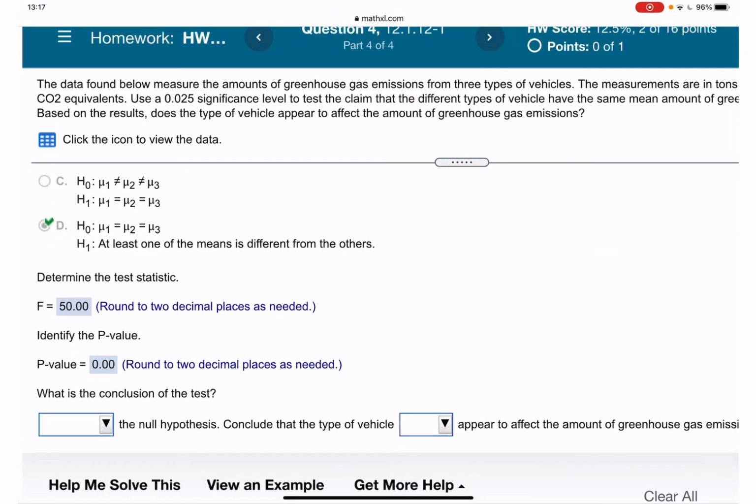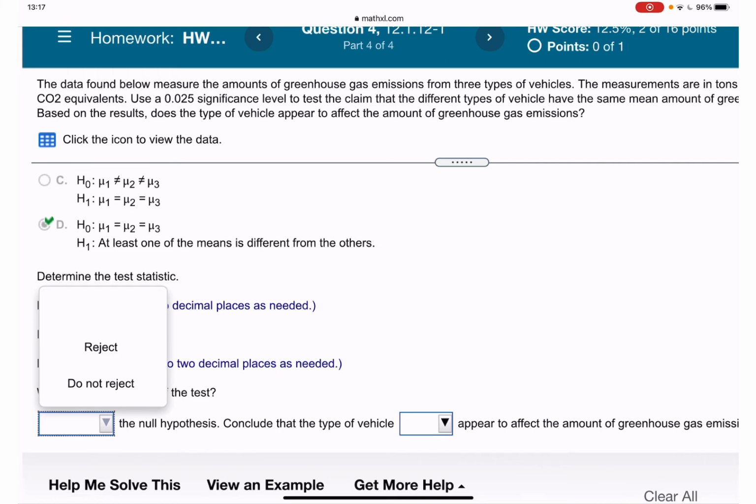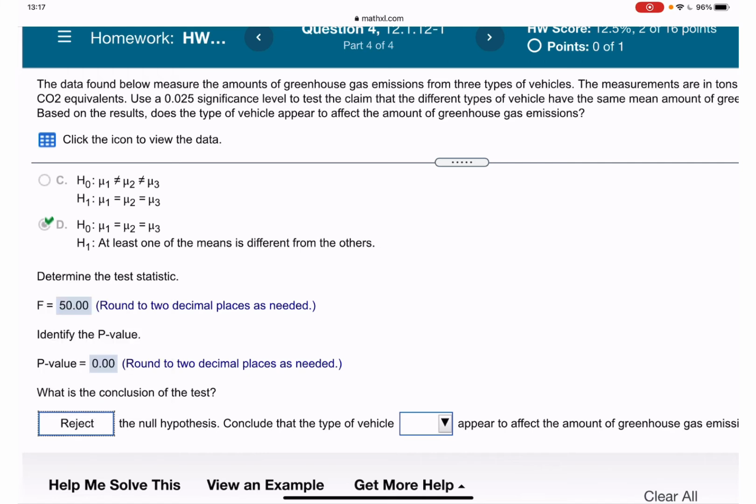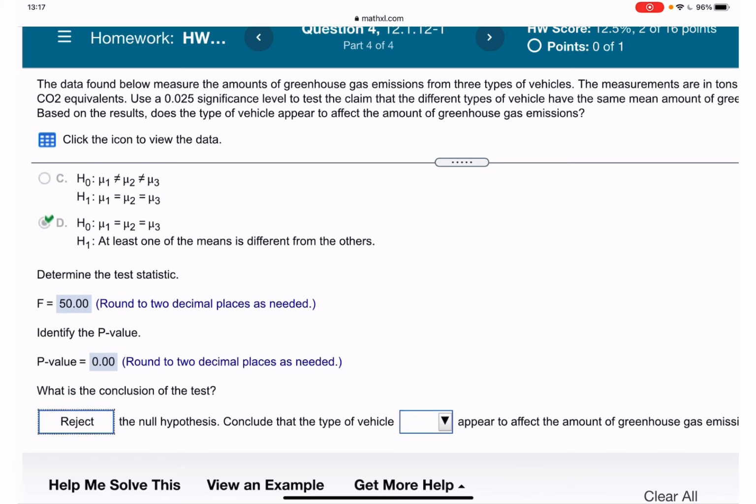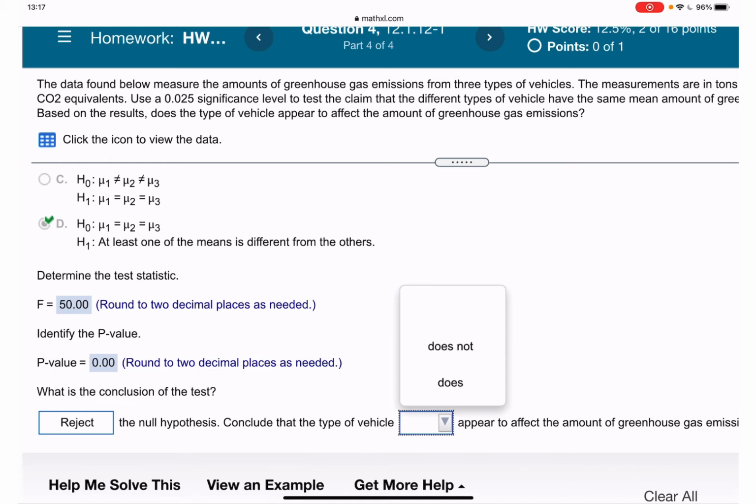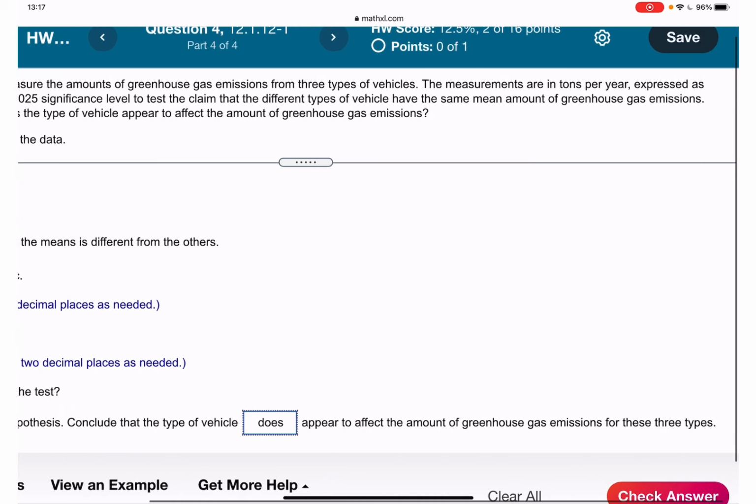So what conclusion do we make? We reject the null hypothesis, and we conclude that the type of vehicle does appear to affect the amount of greenhouse gas emission for the three types.